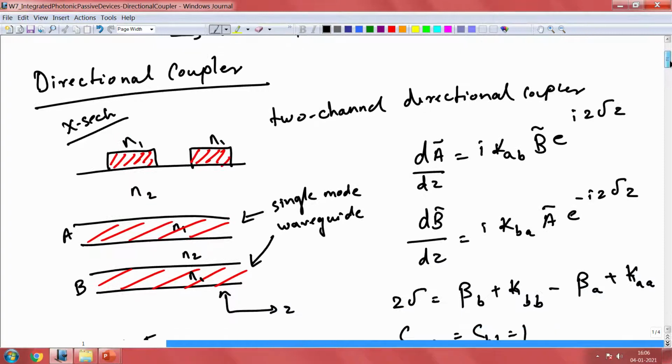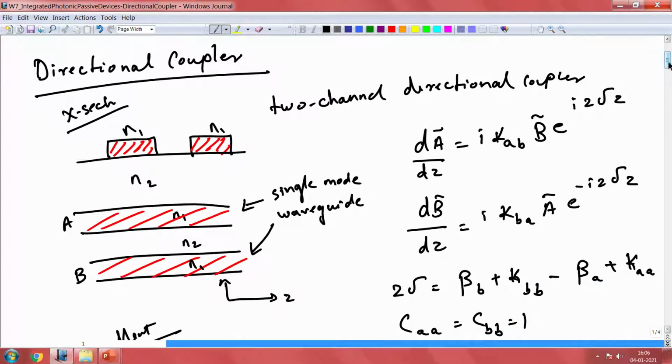So let us look at a very simple structure here, what we call a directional coupler. What you see here on the left side is how the coupler looks in the cross section. It has two rails here, two waveguides made out of material index N1 surrounded by material index N2.